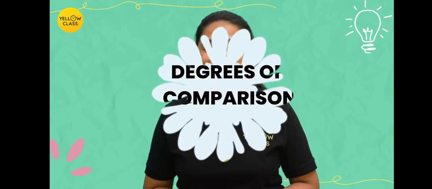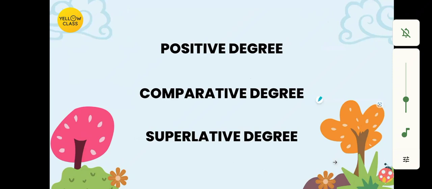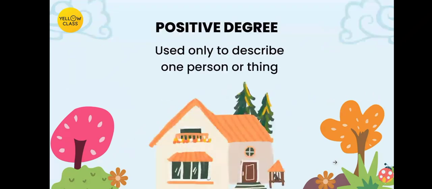Us to compare. Okay everybody, let's talk about the 3 degrees of comparison: positive degree, comparative degree and superlative degree. Let's begin with positive degree. Positive degree is used only to describe one person or thing. So when you're only describing a person or a thing, that time we use positive degree.